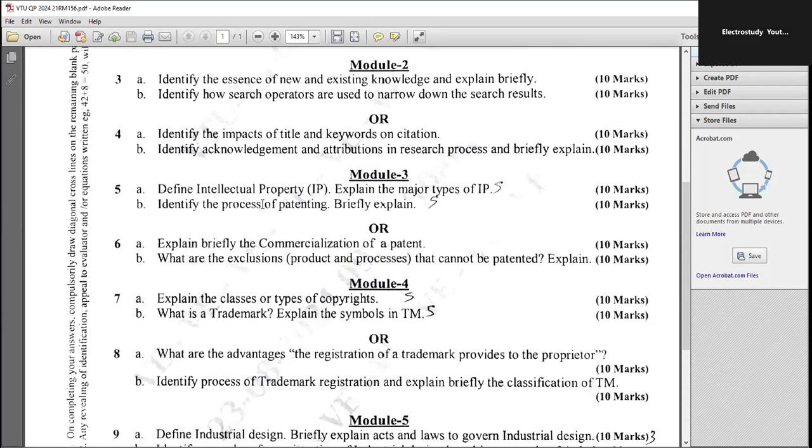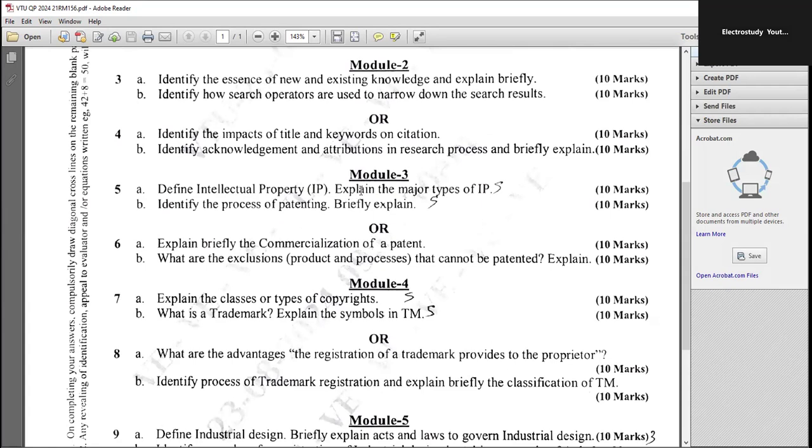Now I'll be talking about module 3. Define intellectual property, IP. Explain the major types of IPs. So the general definition you are supposed to give. You can give the IPs such as patent, copyright, geographical indications, industrial design. Those come under intellectual property. So we can write in general.